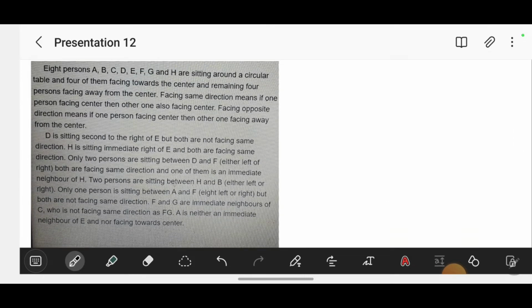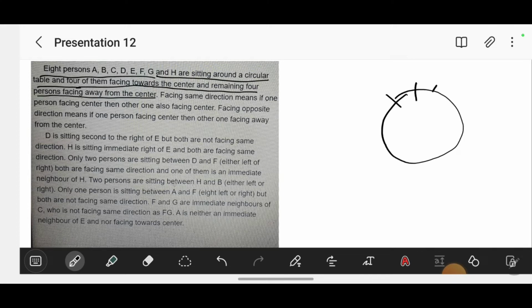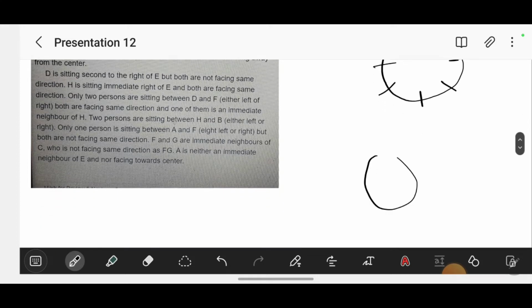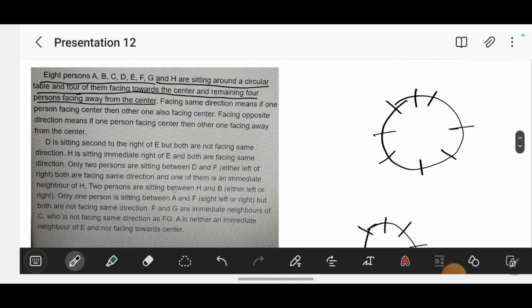He is saying 8 persons are sitting around a circular table and 4 of them are facing towards the center and the remaining 4 are facing outside the center. Take 2 cases: 1, 2, 3, 4, 5, 6, 7, 8, and next 1, 2, 3, 4, 5, 6, 7, and 8. For reference, take this right, left and left, right. These are the directions. And 4 are facing towards the center and 4 are facing away from the center. Keep in mind that.